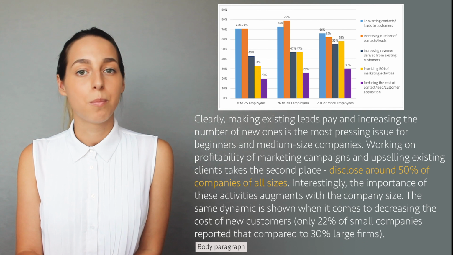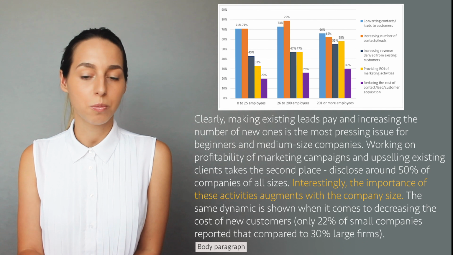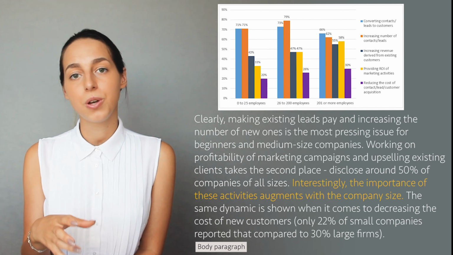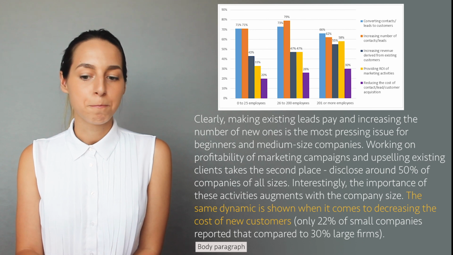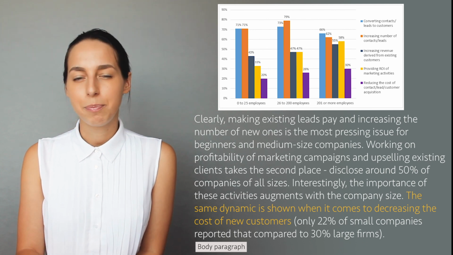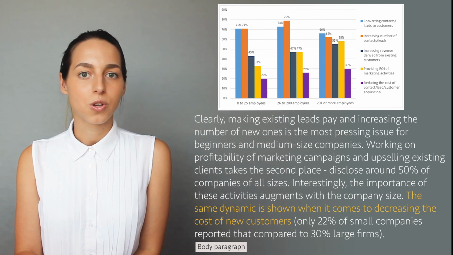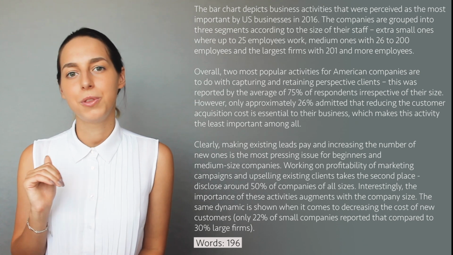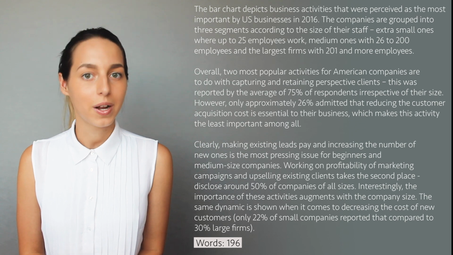Then I proceed with some more analytics, and I notice that, interestingly, the importance of these activities augments with the company size. That's a dynamic that I noticed, and I transfer that dynamic to the other business activities that have the same pattern. And I'm talking about the decreasing the cost of new customers, that again becomes more important with the size of the company. And here I compare features of different groups in this sentence. So overall, I wrote 196 words, which is a little bit below the 200 threshold that is usually advised to write when it comes to the task 1 essays.